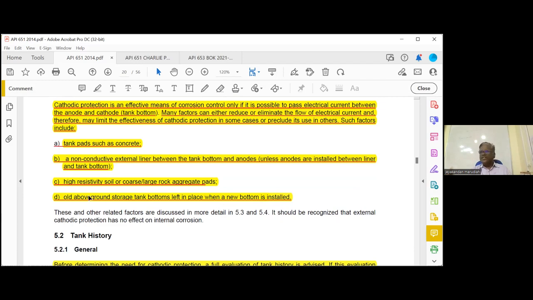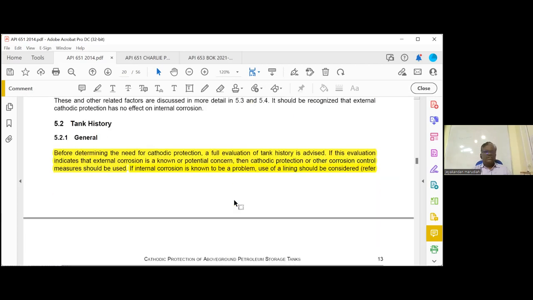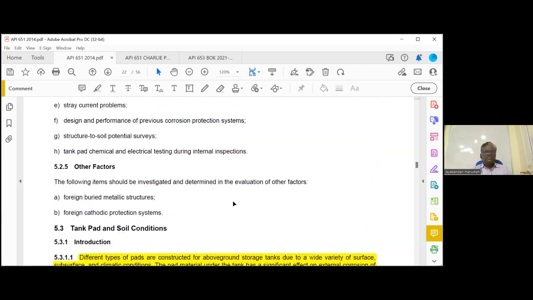D, an old aboveground storage tank bottom left in place where a new bottom is installed may shield the current. These are the reasons which will affect the cathodic potential. Then these are not important.